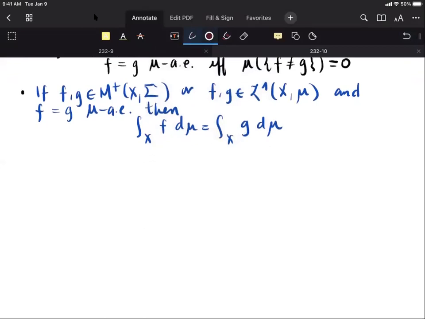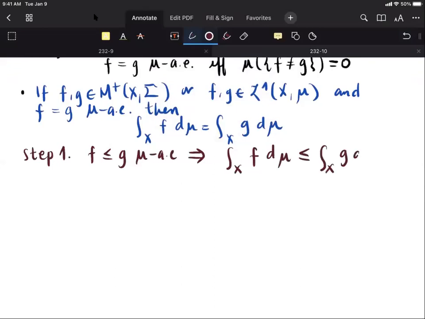So as the first step: if f is less than or equal to g, mu almost everywhere, then the Lebesgue integral of f d mu is less than or equal to the Lebesgue integral of g d mu.